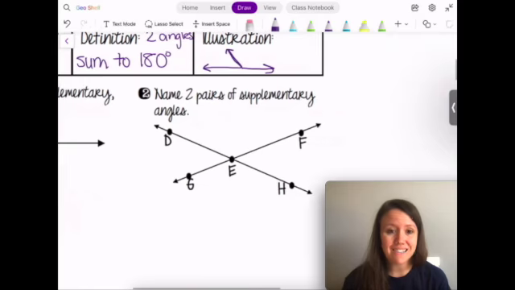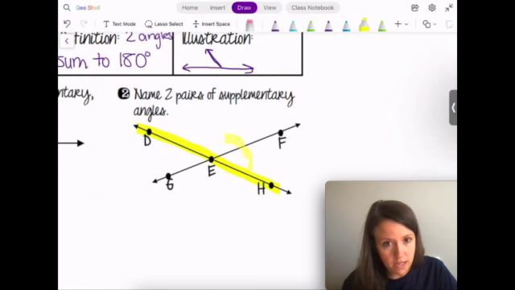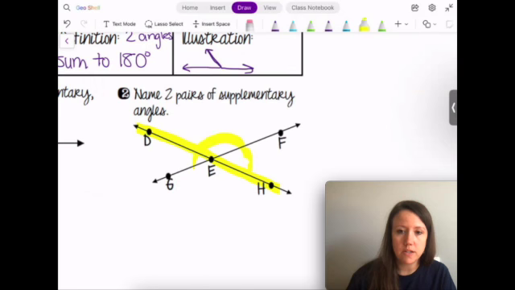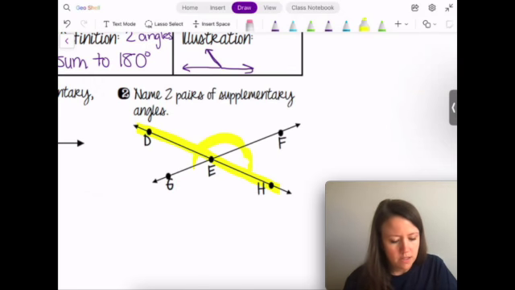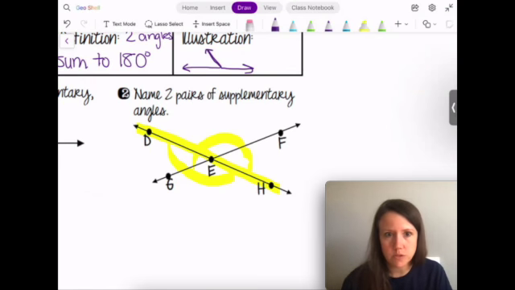There are lots of supplementary angles here. So if I think about this line in particular, this angle and this angle together make a line. This angle and this angle make a straight angle. And that doesn't even count the other line. So I'm just going to name two, but know that there are multiple. If you're like, those weren't the ones I was thinking of, you're not wrong. They were just the ones that I did first.